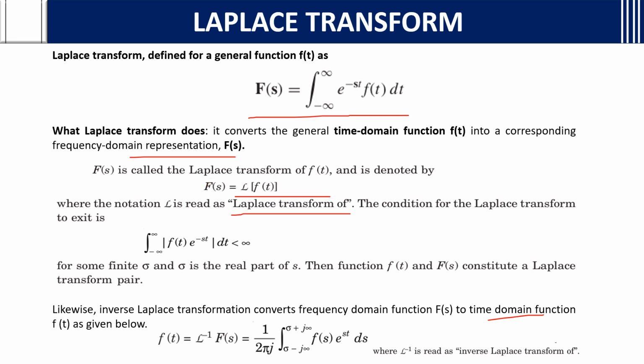So that is equal to 1 by 2 pi j, integral from sigma minus j infinity to sigma plus j infinity of F of s e power plus st ds. This plus should be there. Remember this: here it is minus, here it is plus. In this way we need to write the formulas for Laplace transform. Using these formulas only we are going to find the Laplace inverse or Laplace transform, where L inverse is read as inverse Laplace transform.